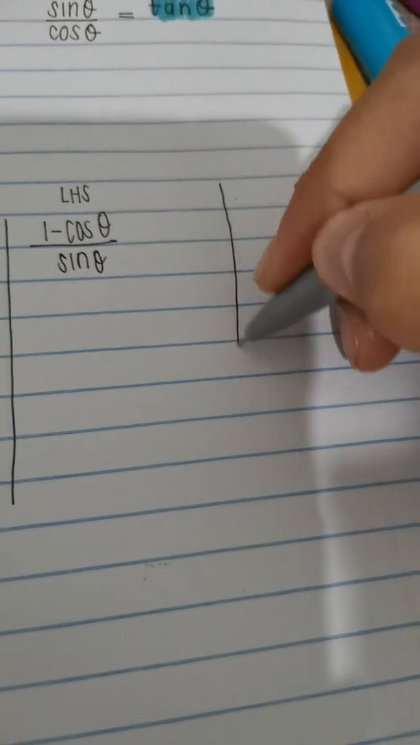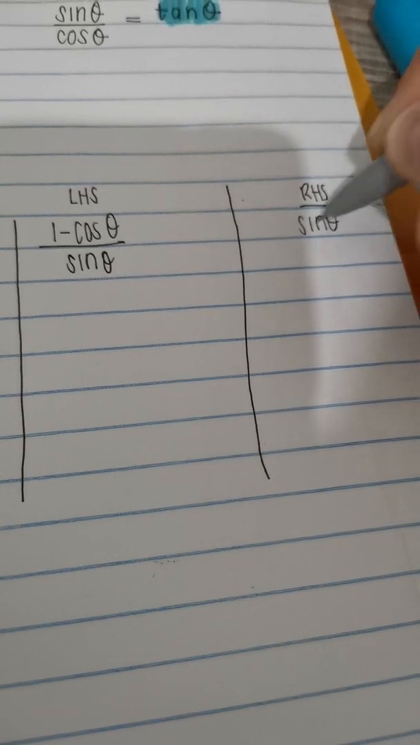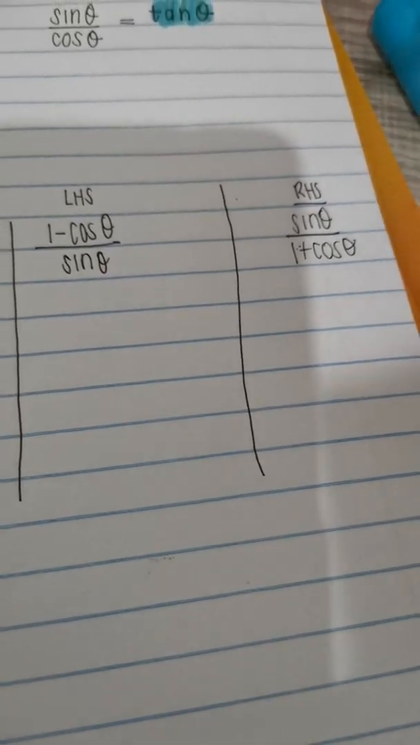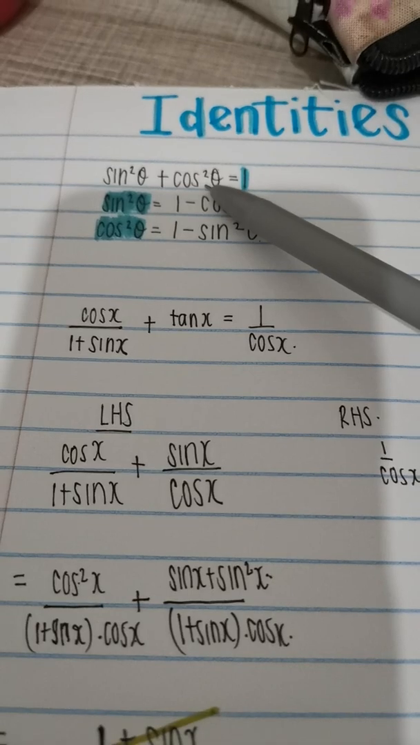This is our left hand side, and our right hand side, let's draw a line. Our right hand side needs to be sine theta over 1 plus cos theta. You also need to know when to make a judgment call as to opening up the 1 as sine squared plus cos squared, or just leaving it as 1. And that really comes with some practice, okay?